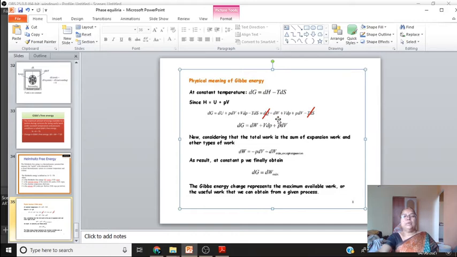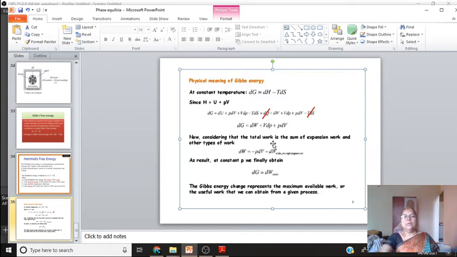it is equal to dq minus dw plus PdV plus VdP minus TdS. And from the definition of entropy change, dq by T is the dS, therefore TdS we will replace by dq, and subtracting these two terms, we can have dG equal to dw plus PdV plus VdP.